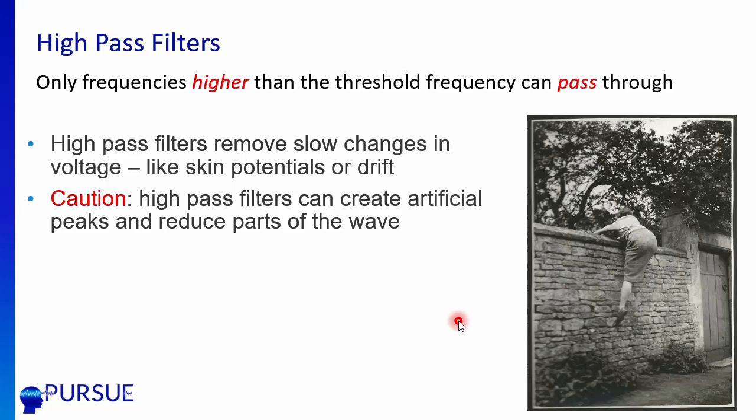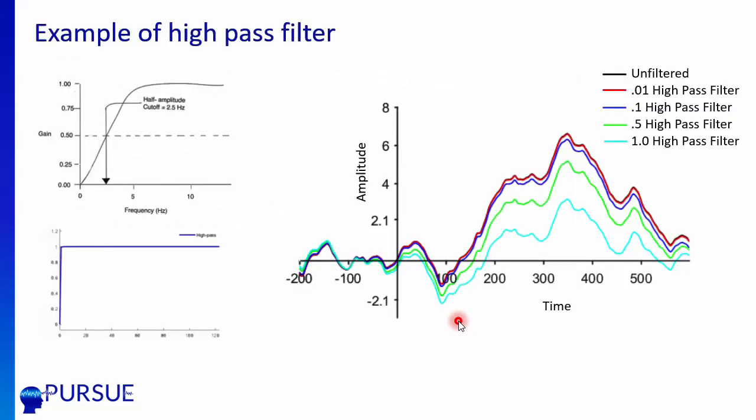And so they are going to remove slow changes or low frequency kinds of contamination like skin potentials or drift. Now, one thing to keep in mind is, and we'll see an example of this in just a second, if you use aggressive high pass filters, it can distort your ERP in particular. So for example, here is a high pass filter. Remember, it's defined the same way. When your gain or your amplification is at 0.5, that's the value.